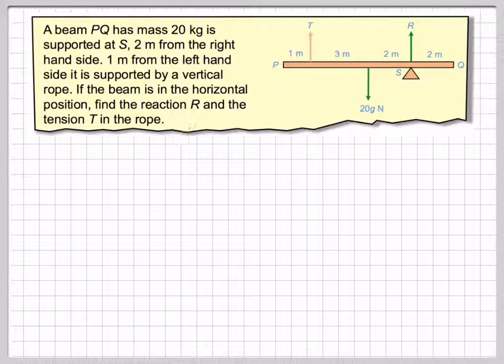If the beam is horizontal, i.e. in equilibrium, find the reaction R and the tension in the rope. Now, there are two things that you need to remember.